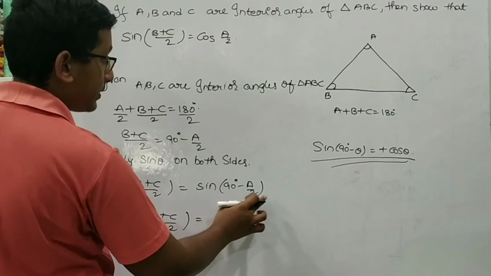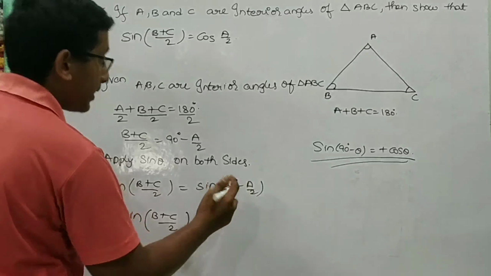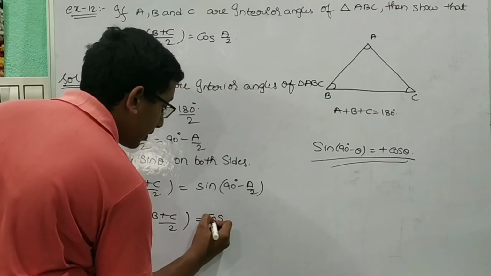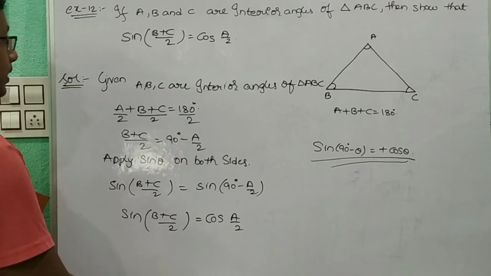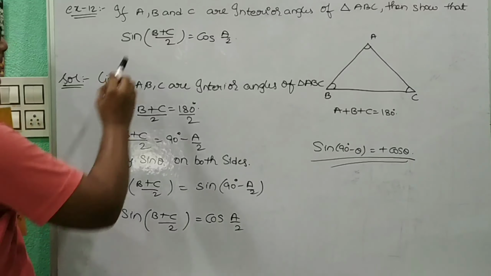Here 90 minus A by 2 can be taken as theta. So sin of (90 minus theta) gives you cos theta, so this is cos A by 2. In this way you can prove any question, even if it is changed.